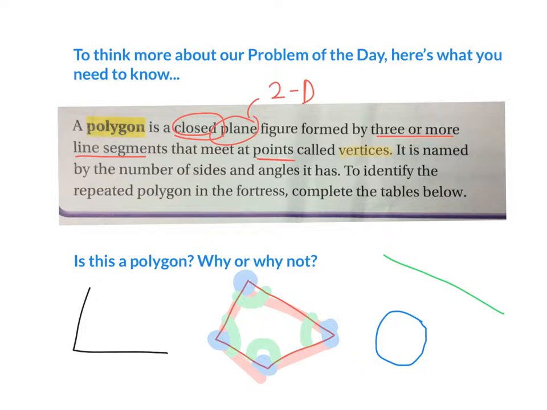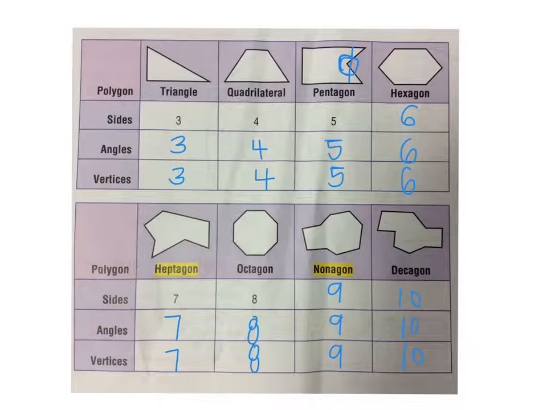Yes. Is this one in blue a polygon? No. How many line segments does it have? 0. None, because it is a curve, it's a circle, and a circle is not a line. What about this green one? Is that a polygon? No. How many line segments does it have? 1. Is that 3 or more? No. Is it closed? No.